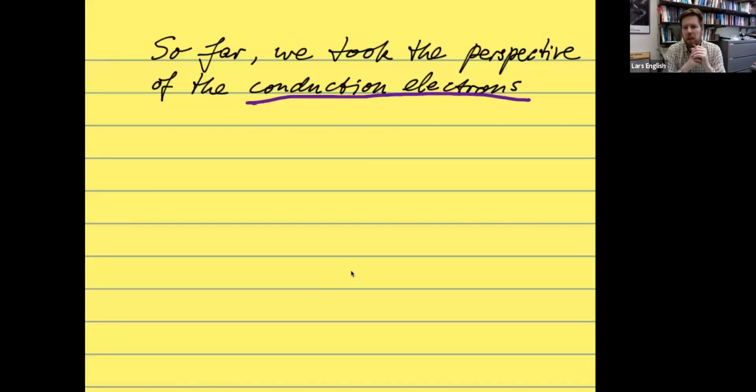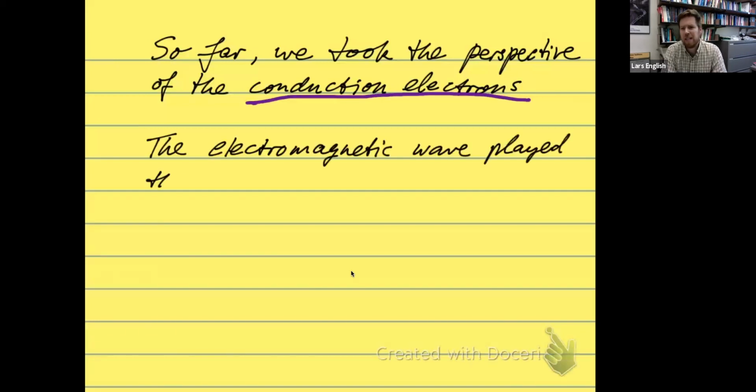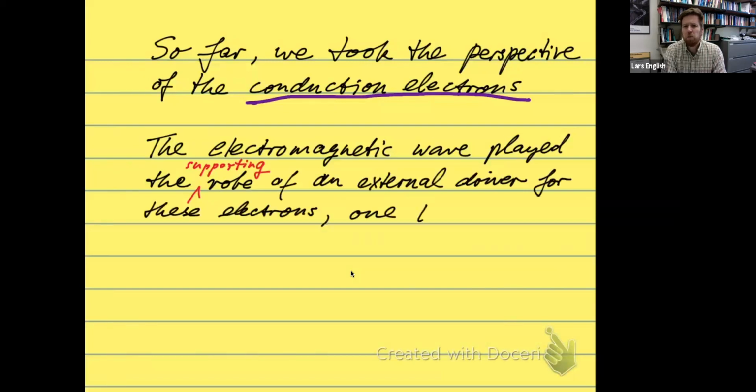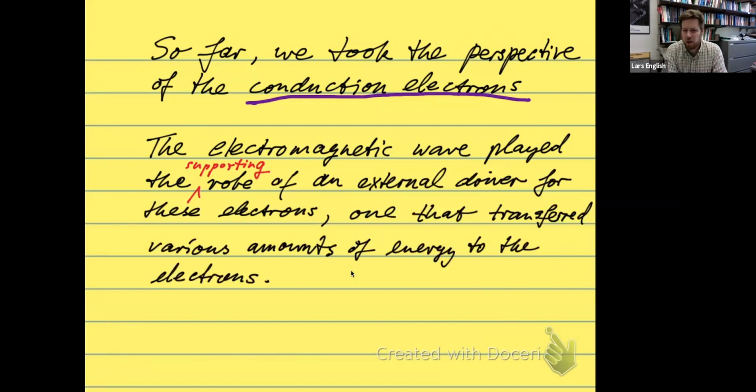So far, we've been looking at the conduction electrons, and the formula that we started with was from the perspective of conduction electrons. For instance, the mass in that formula is the mass of the electron. So that's the perspective we took. And so where did the electromagnetic wave figure in? Well, it played sort of a supporting role as the external driver for the motion of these electrons.